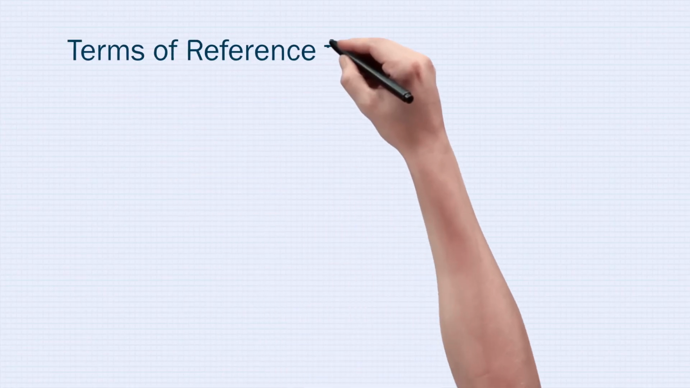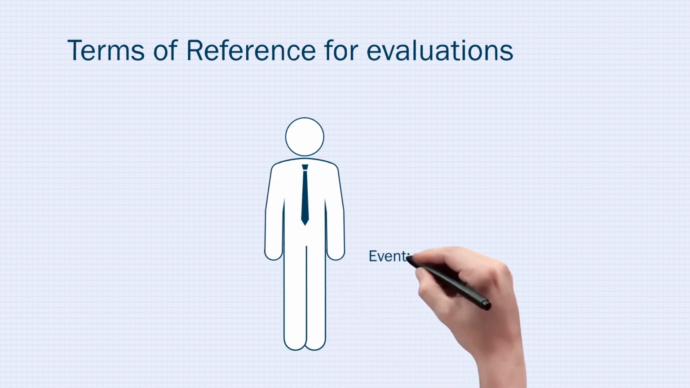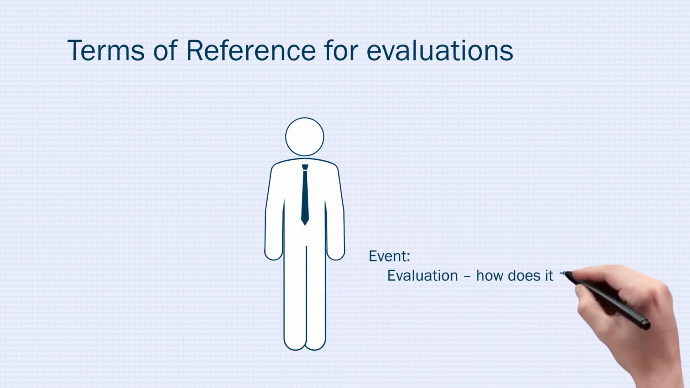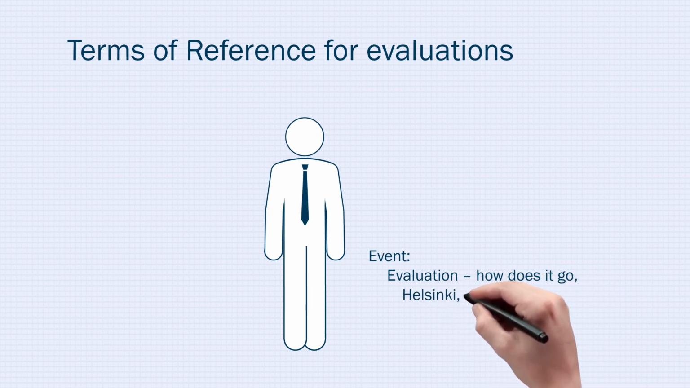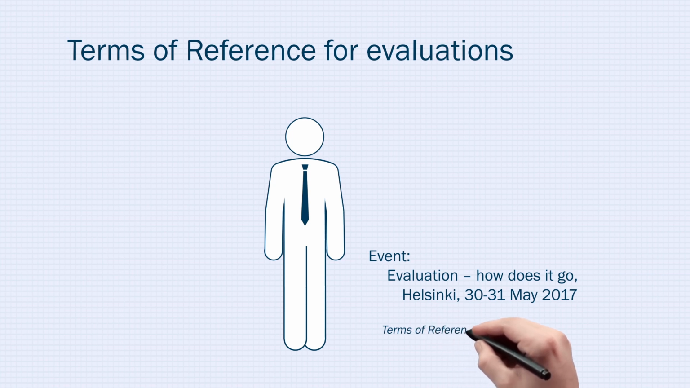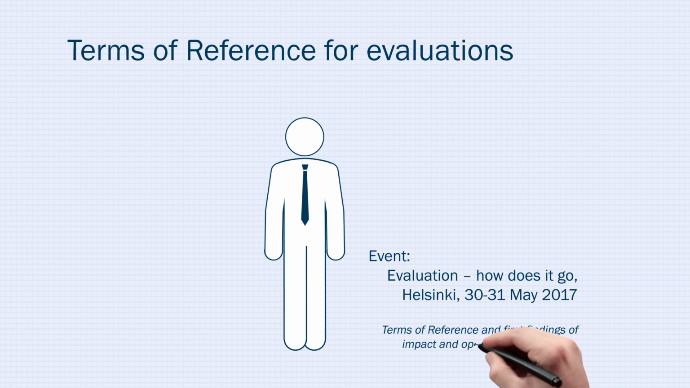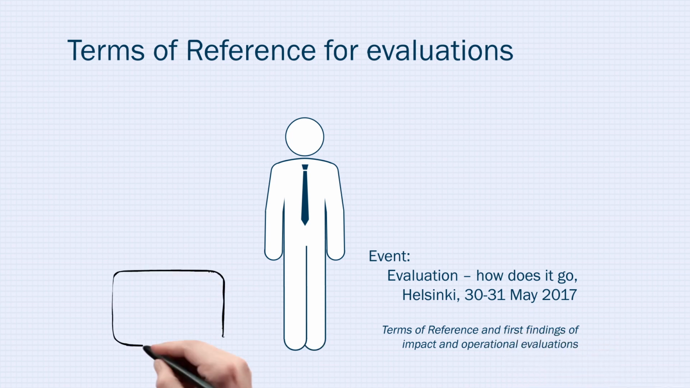Terms of reference for evaluation. This video was shot during the Interact event, Evaluation, How Did It Go? in Helsinki on the 30th and 31st of May 2017. The aim of the event was to discuss terms of reference and first findings of impact and operational evaluations.